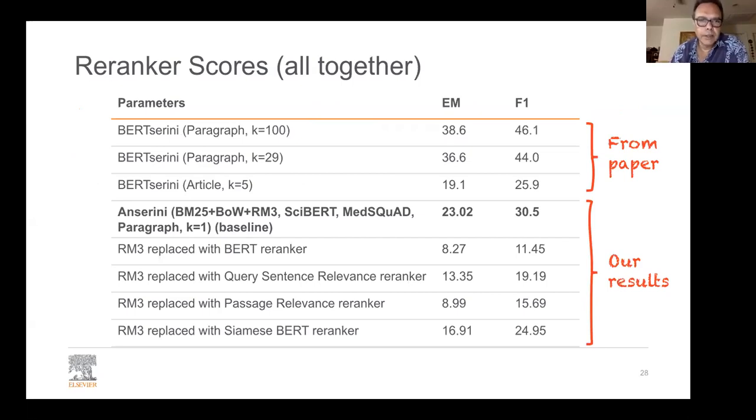So here are the results altogether. As you can see, among the things that we did, the Anserini baseline actually has the best results. However, even though 38.6 is much higher than 23.02, if you look, k equals 100 here, and as k falls, so does the EM number. And here, article k equals 5, but if you had paragraph, we are doing paragraph k equals 1. So based on that, I think that maybe we are kind of there. I mean, we have kind of reached the limits of what the system can give us, right?